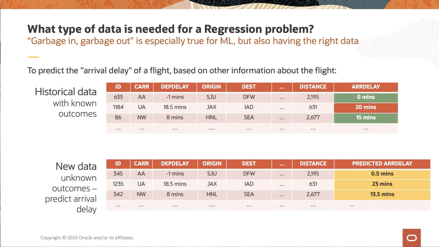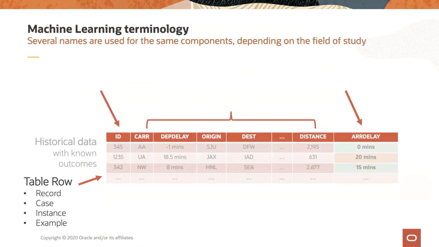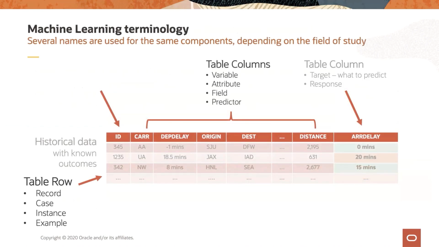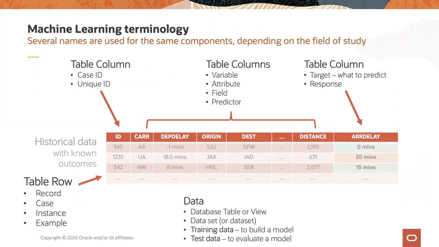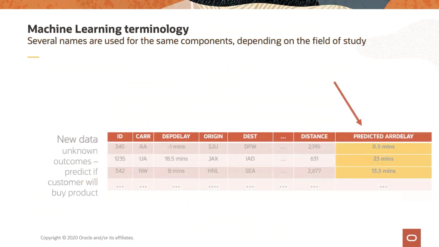So when we look at the terminology, the terminology for these components is similar again to the classification case. The difference now is on the right-hand side, where we're looking at the target or the response. And when we look at the prediction, the difference now is that I no longer have a probability.